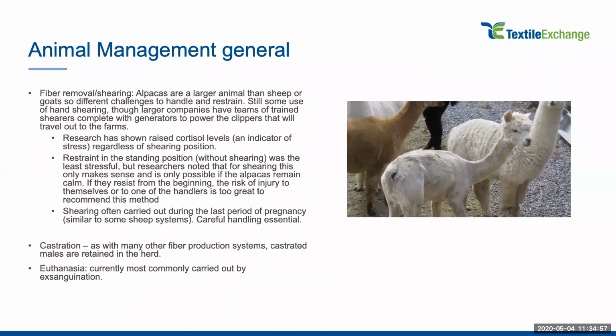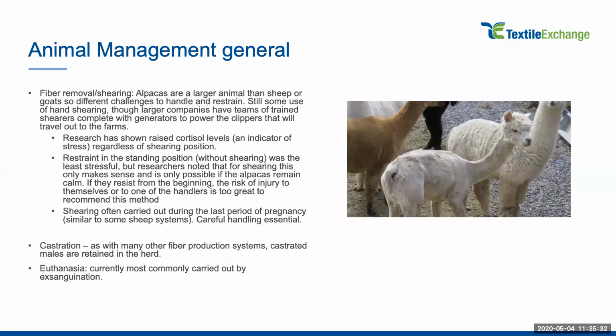So one of the topics we definitely will be looking at with the Responsible Alpaca Standard is the fibre removal and shearing. Now, obviously, an alpaca is a much larger animal than a sheep or a goat, so we've got a different challenge for the shearer to be able to handle and restrain the animal in such a way that it can be sheared safely, because an animal that's moving around while you're trying to shear it is not good for either the shearer or for the animal.